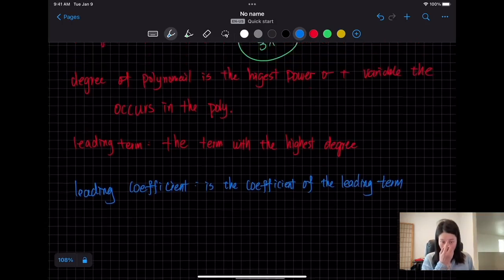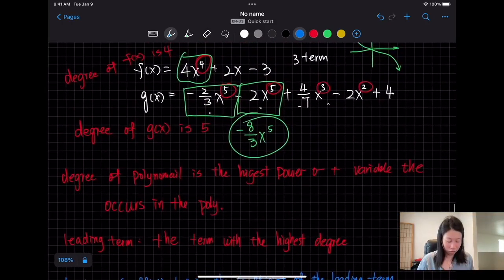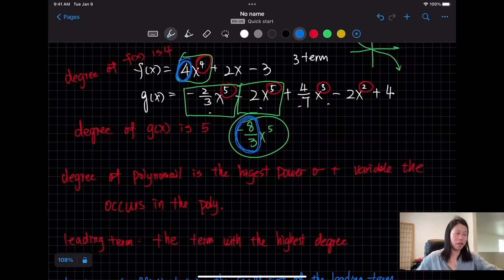Okay, so now take a look. We know our leading term. So for the first one, the leading term is 4x to the 4th, so the leading coefficient should be 4. For g of x, the leading term is negative 8/3 x to the 5th, so the leading coefficient is going to be negative 8/3. Okay.